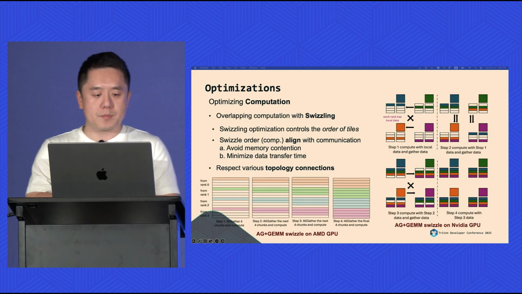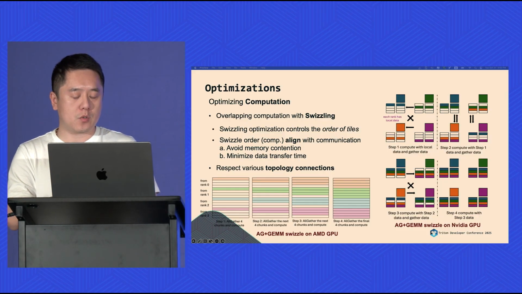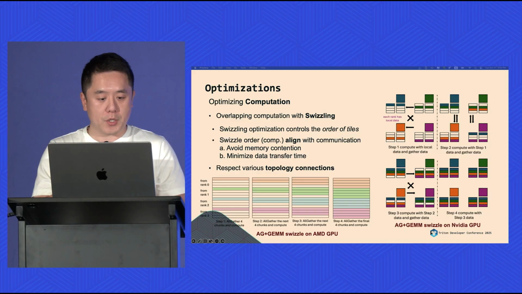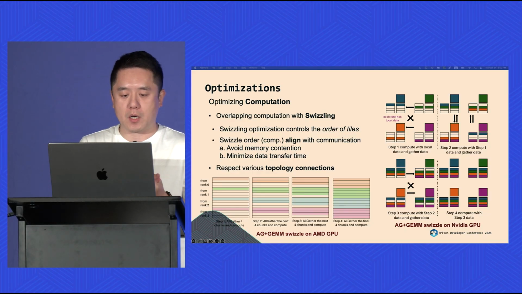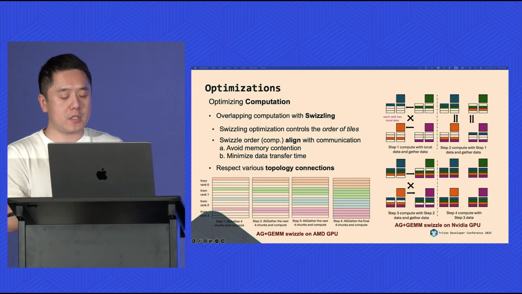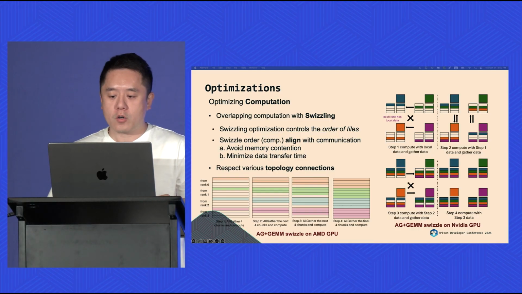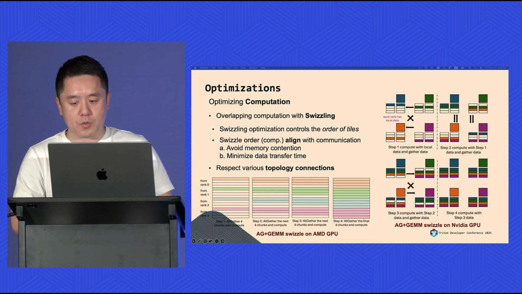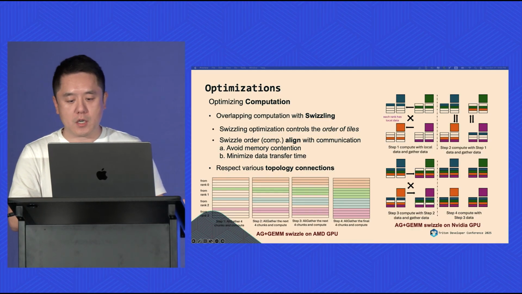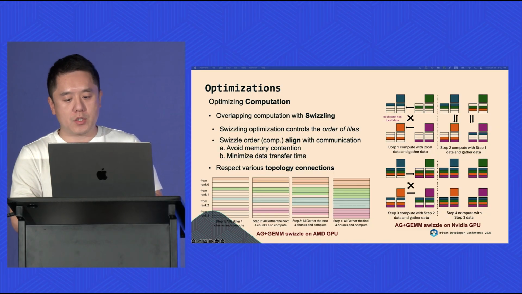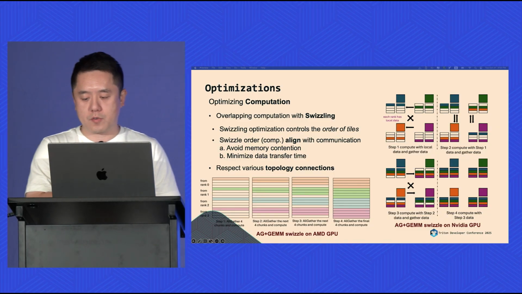So here is the part where we're optimizing the computations. The computations had to be accommodated for the communication order. So here is basically about the swizzling, meaning the computation order. For all-gather chain on NVIDIA GPUs, we show the swizzling order on the right-hand side, and we use only 4 ranks for demo for this case.